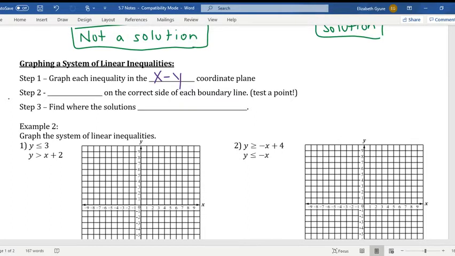Then you need to shade on the correct side of each boundary line. We don't need to test a point. That's something I used to do. We don't need to do that. That's a waste of time.